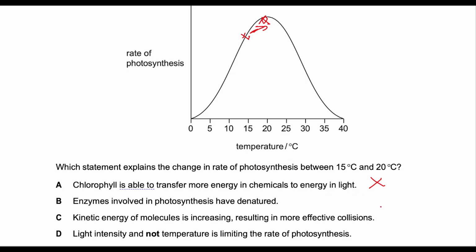I think this is the right answer, because the impact of kinetic energy is sure it will increase the movement, which will increase the chance to have more chemical reactions. The molecules will collide with each other. D. Light intensity and not temperature is limiting the rate of photosynthesis. This is against the graph. Okay, so the right answer here is what? C.